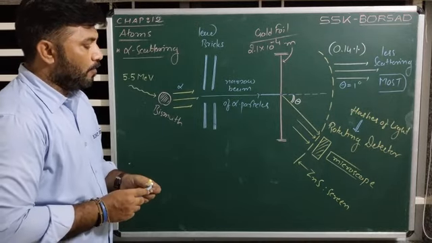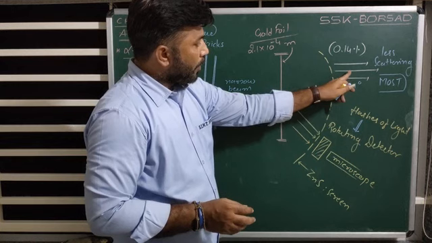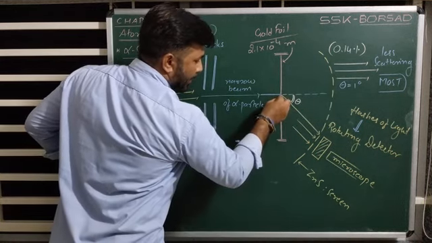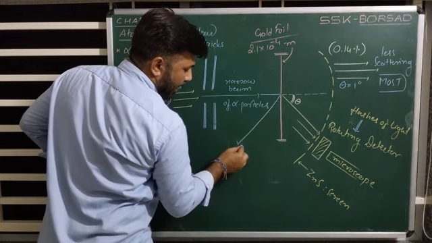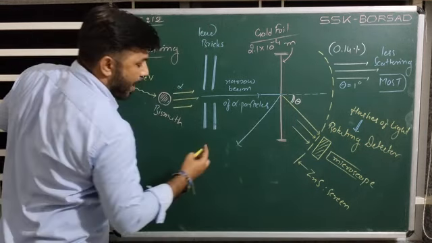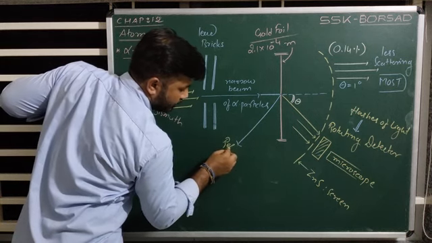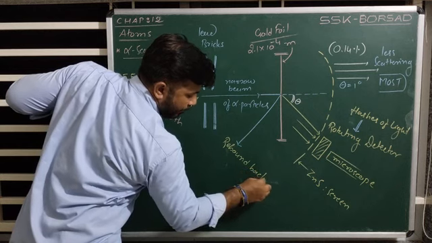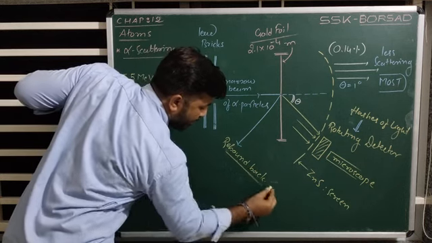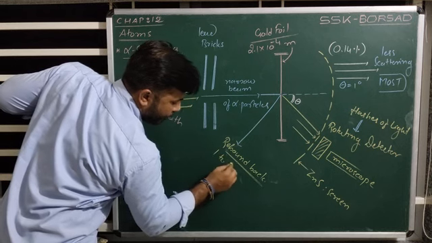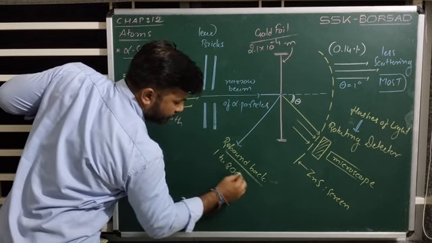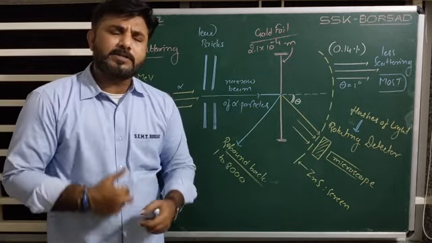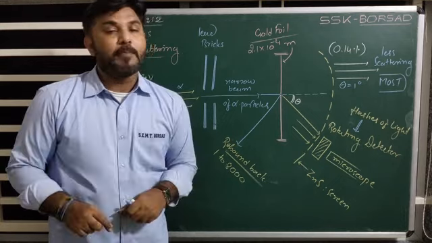Okay, now contradicting this, there are alpha particles which are rebound back. How much alpha particles rebound back? 1 to 8,000. They rebound back. Why rebound? Because of that same logic, plus plus repel.